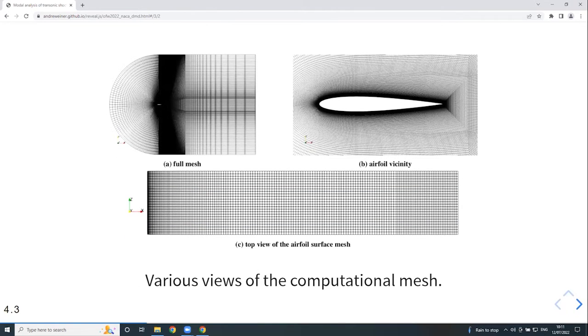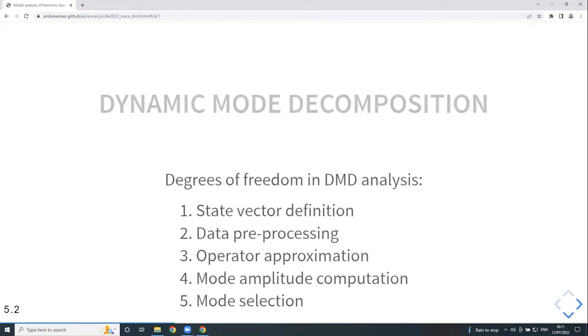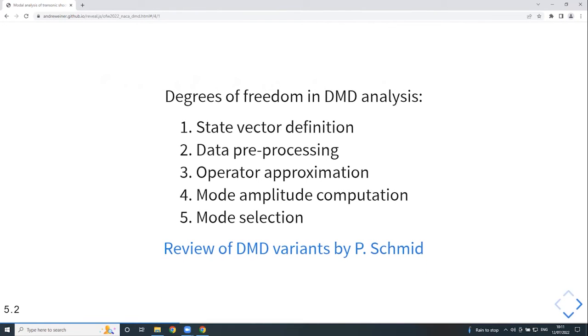Here's just a short view of the mesh. It's a block structured mesh of the NACA airfoil. It's basically a two-dimensional mesh that is created and then extruded in the spanwise direction. All right, let's get to the dynamic mode decomposition.